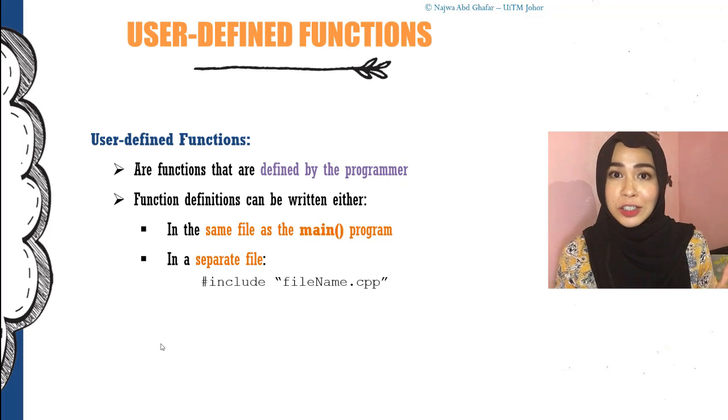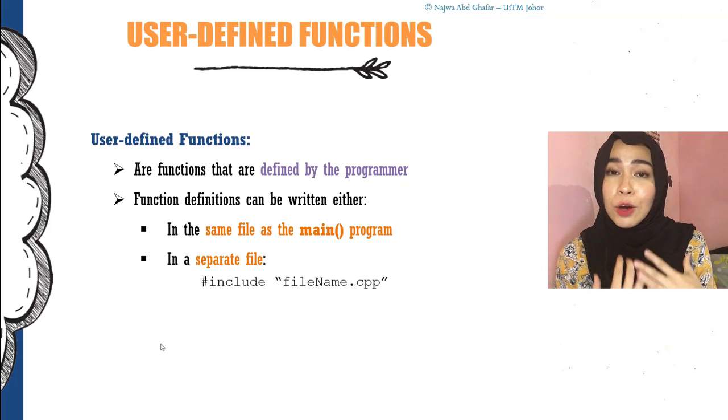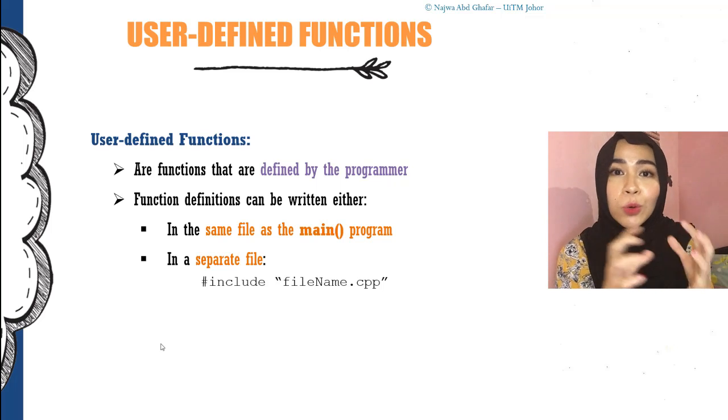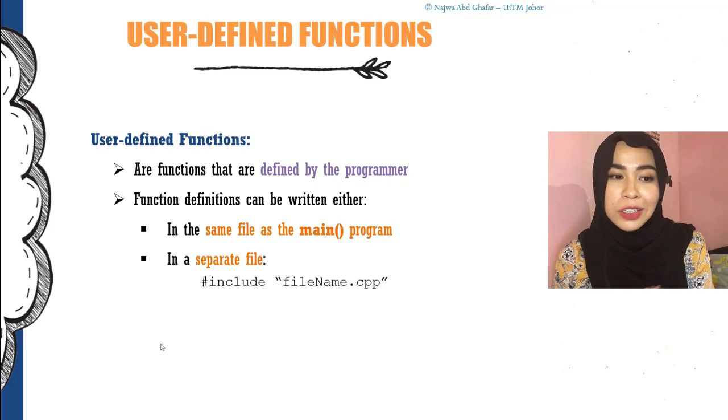Okay, so let's take a look at the next type of function, which is user-defined functions. Like I've mentioned earlier, the first one was predefined functions. Predefined functions are functions that have already been built, okay? But if you want to create your own functions, then this is called a user-defined function, meaning that it is defined by the programmer. So we create our own function, we decide what we want to put inside the function, okay? So this is known as user-defined functions.